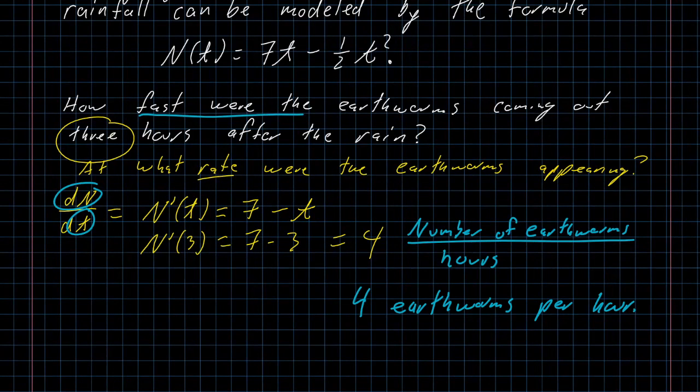If it was linear, I would be able to divide that up further and say, oh, that's an earthworm every 15 minutes, but I don't think it's quite linear. And in fact, based on the formula here, it is definitely non-linear. So we'll leave it just at that. 4 earthworms per hour is how fast the earthworms are coming up at this particular moment in time.